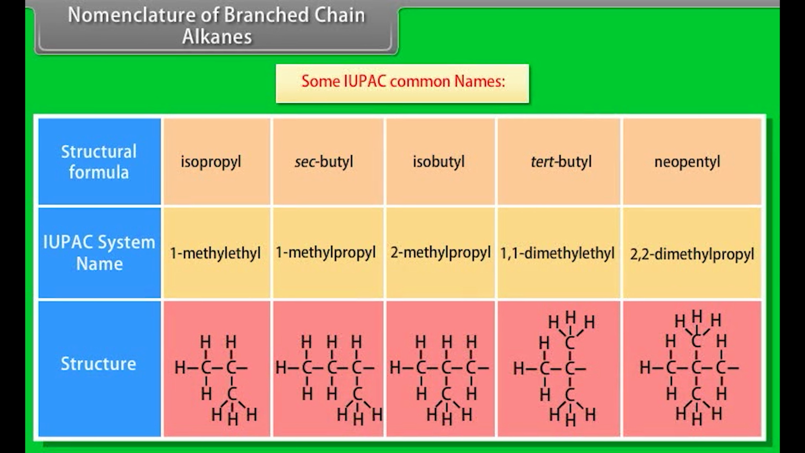Some IUPAC common names are: common name is isopropyl, its IUPAC name is 1-methyl ethyl, and its structure is this. Common name is sec-butyl, its IUPAC name is 1-methyl propyl, and its structure is this. Common name is isobutyl, its IUPAC name is 2-methyl propyl, and its structure is this. Common name is tert-butyl, its IUPAC name is 1,1-dimethyl ethyl, and its structure is this.